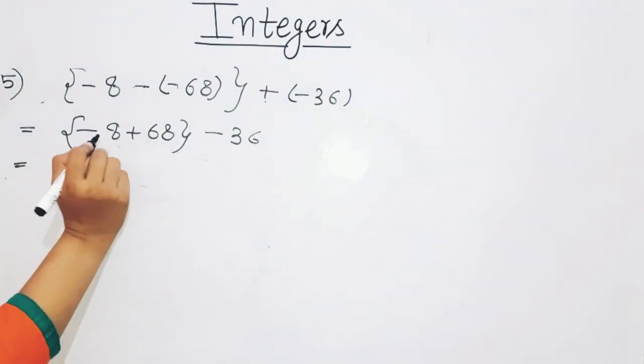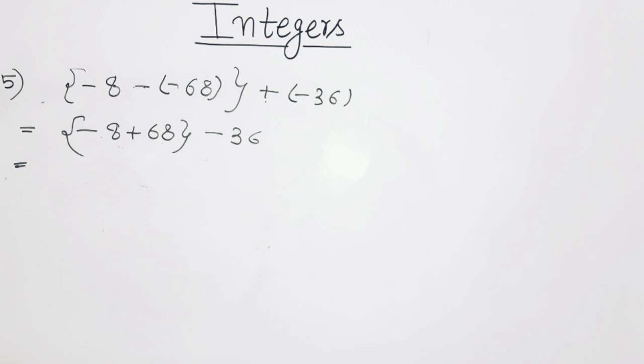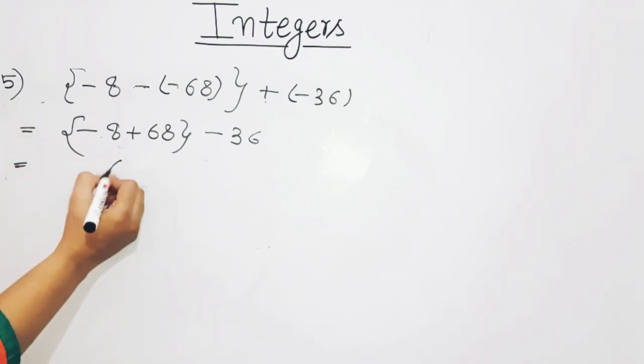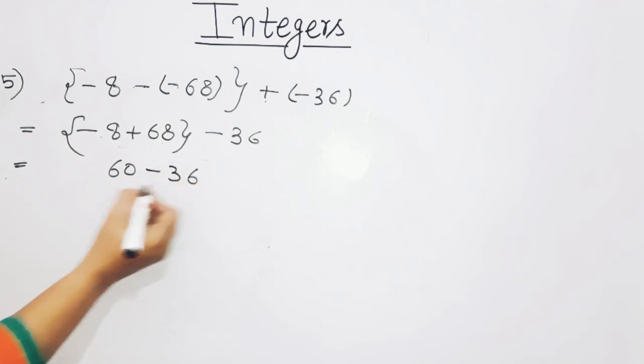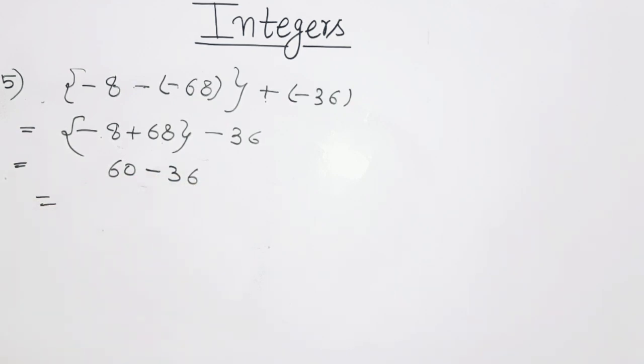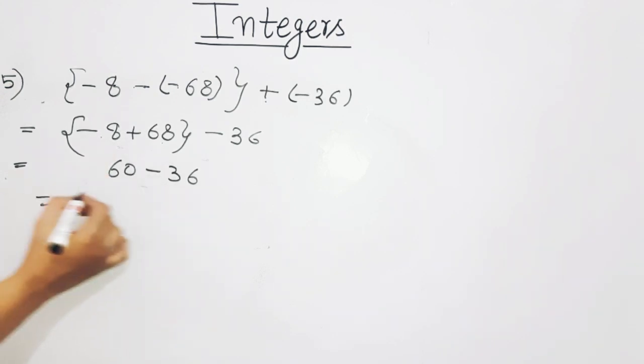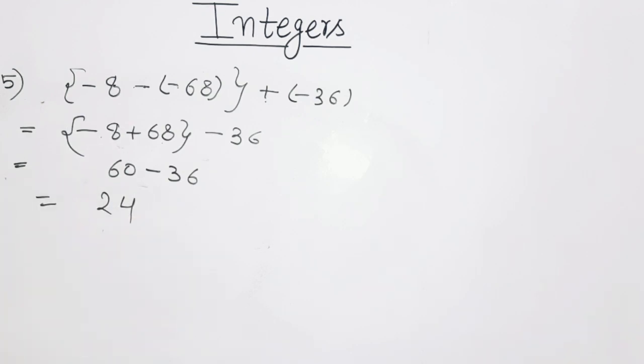Now minus 8 plus 68, one positive, one negative. That means here it will be 60 minus 36. What will it be? 60 minus 36. So one positive, one negative, we have to subtract, and the sign of the greatest number is positive. So what will be the answer? The answer will be 24. Right, students?